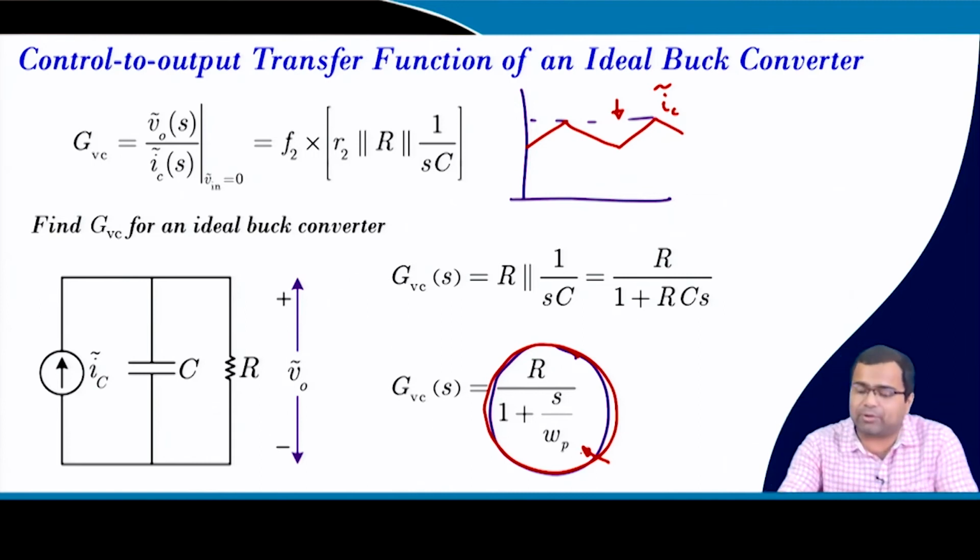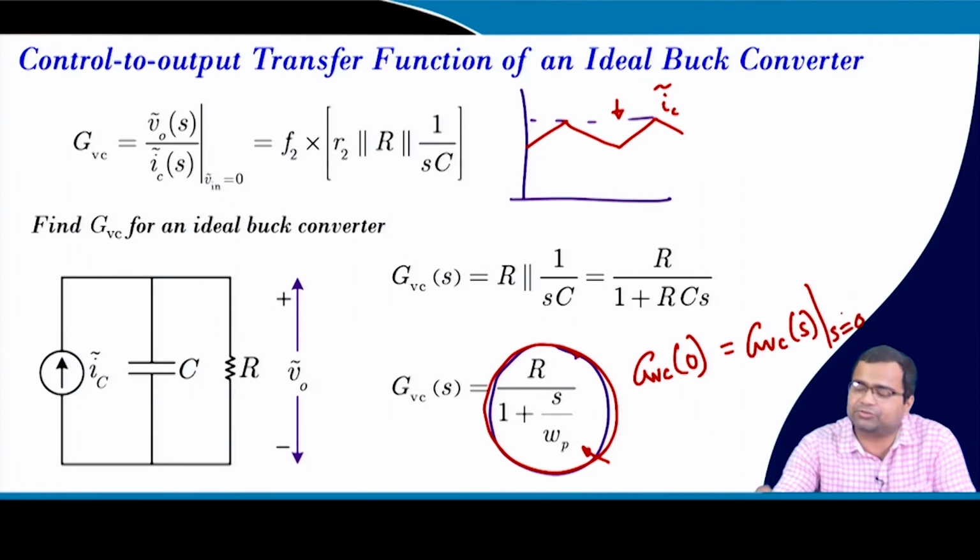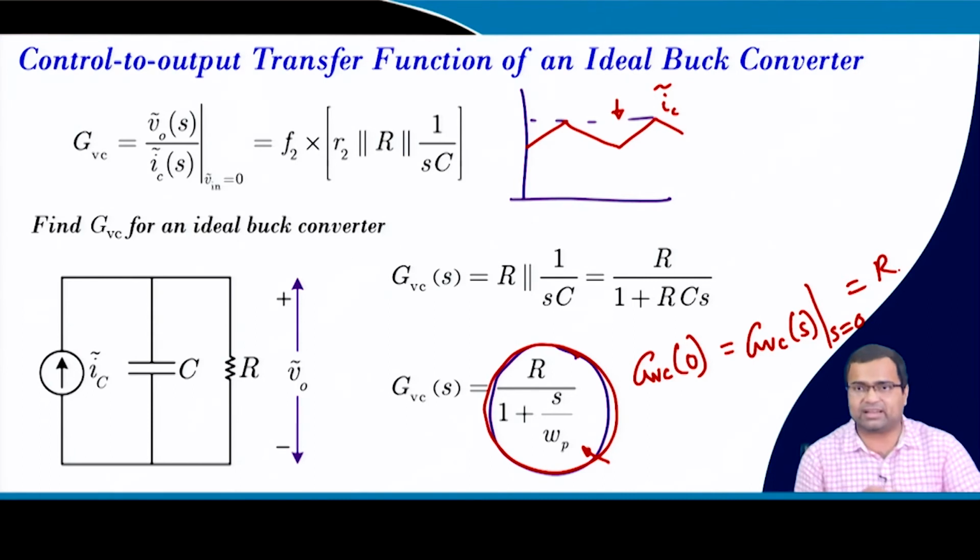But another important point I will show you is the DC gain. For the DC gain, you take GVC(S) and substitute S equal to 0, and you will get simply R. So, the DC gain is a load dependent term, and you will see that is a major problem in current mode control. It has poor load regulation.